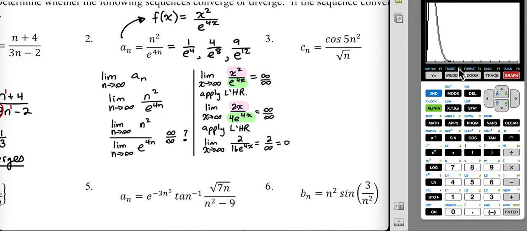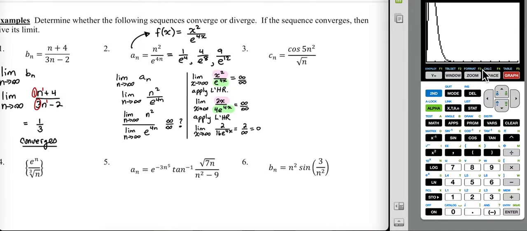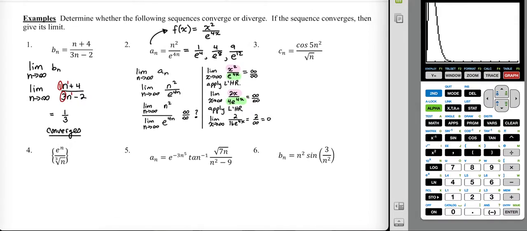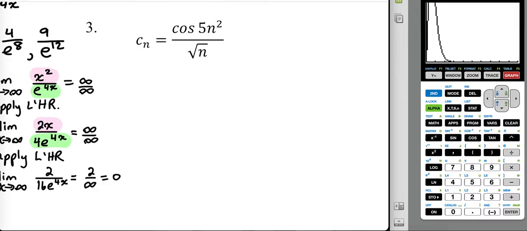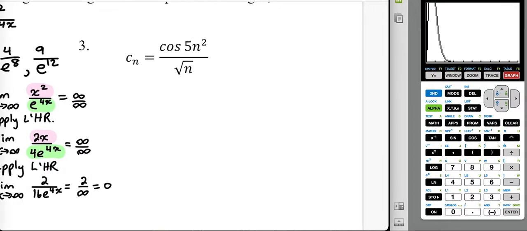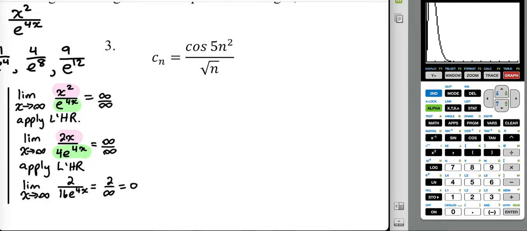Yeah, so something like this, and then you can see it's leveling off, but it does appear to be approaching 0. All right, so that's number 2. So 3 involves this cosine function, an oscillating function, and you've got the radical function on the bottom. We can approach this in a very similar fashion. The issue is that when you go to apply a limit here, I'll show you.